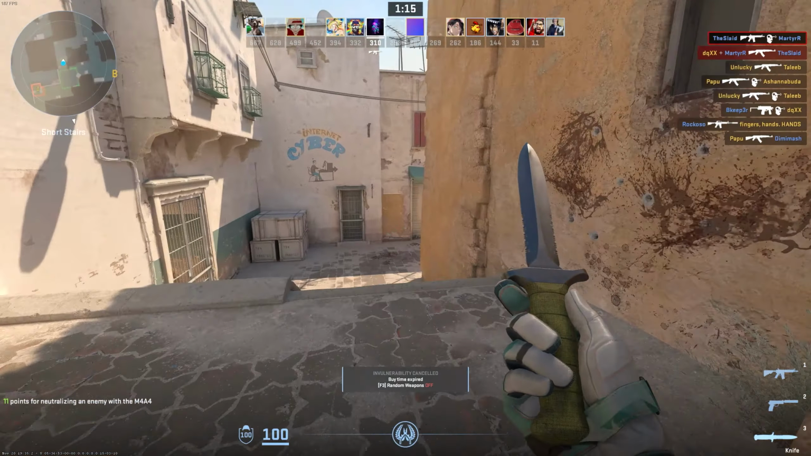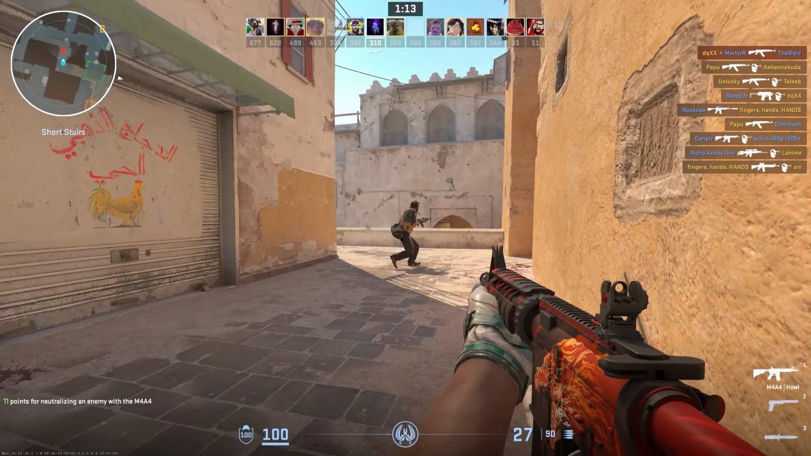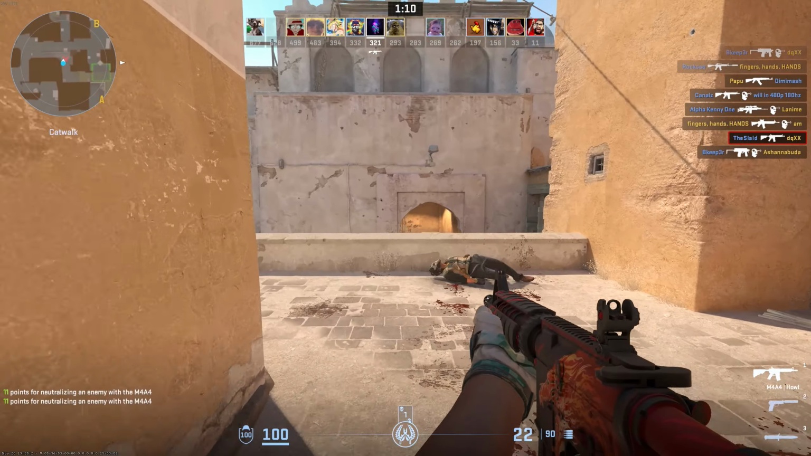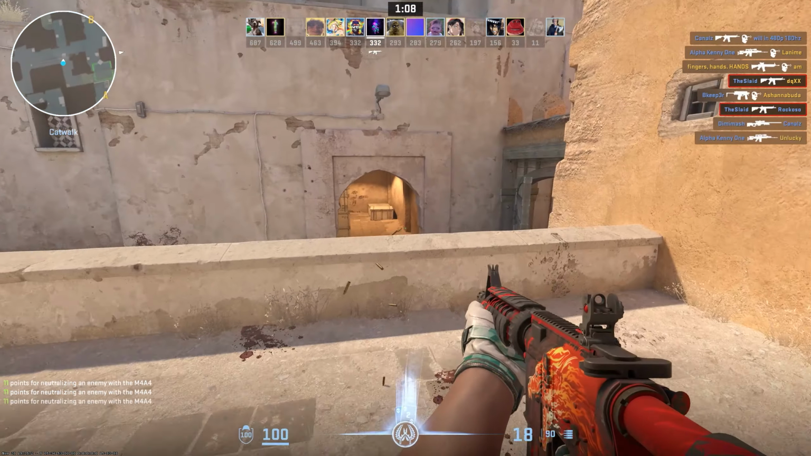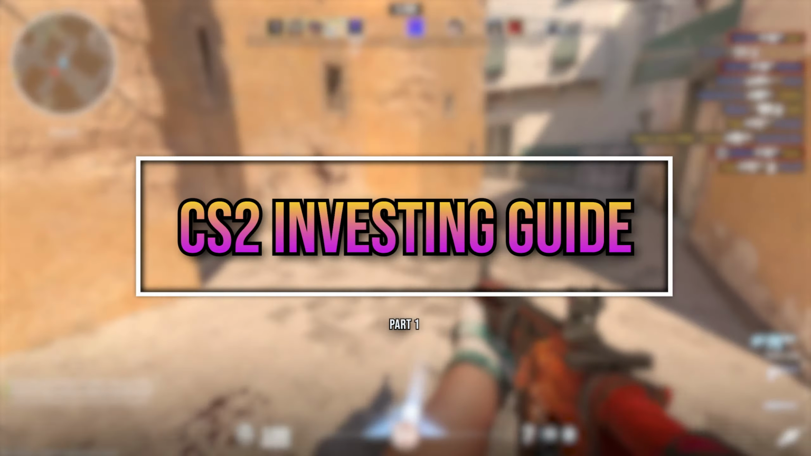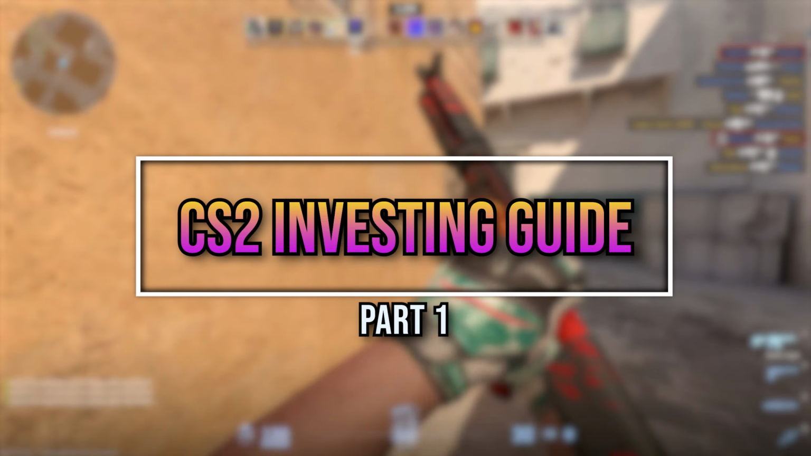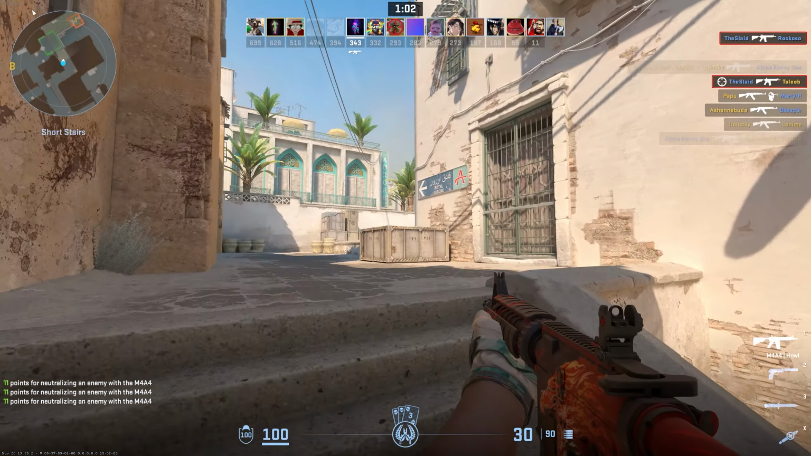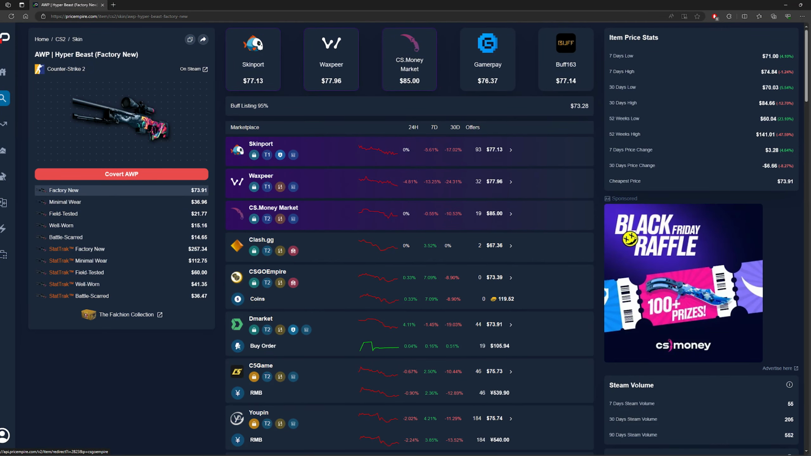What's up, everyone? It seems there's a ton of people that are interested in getting into CS investing but don't understand how the whole process works. So today we will cover everything you need to know about the CS market to make informed and educated investments that are based on data provided from the market itself.